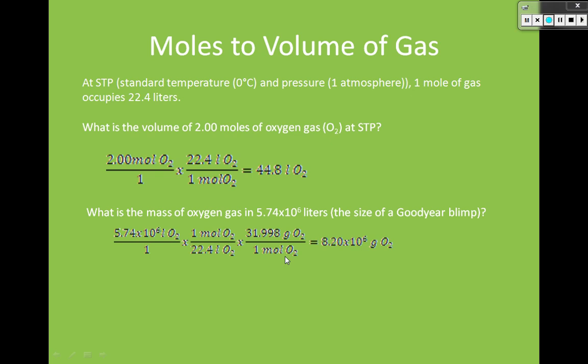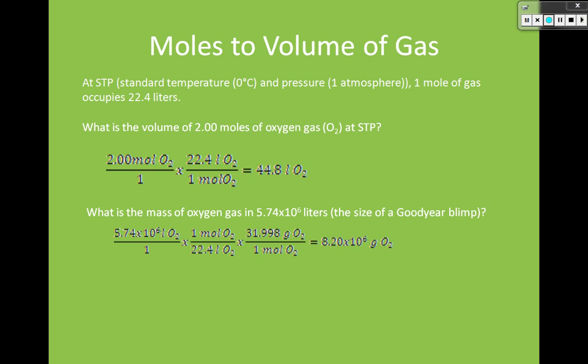Now that we have the moles, we want to cross-cancel the moles and go to grams. So 1 mole of oxygen gas is 31.998 grams of oxygen gas, which, looking at the periodic table, is oxygen's molar mass times 2, because oxygen gas, remember, is O2. And so if you solve all of that, you get 8.20 times 10 to the 6th grams of oxygen gas, which seems like quite a large mass. We often think of gases as almost weightless, whereas this seems like a substantial mass of oxygen.